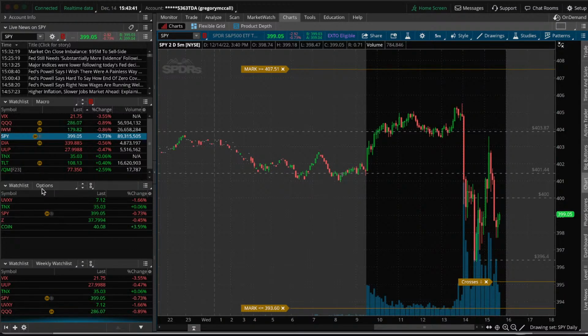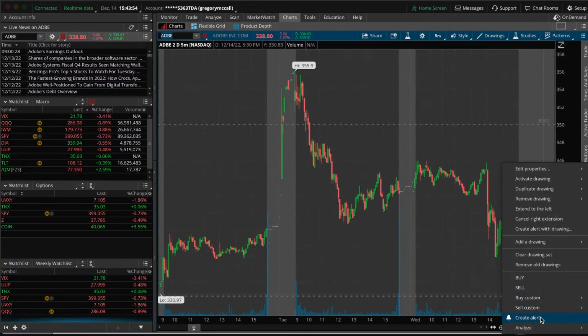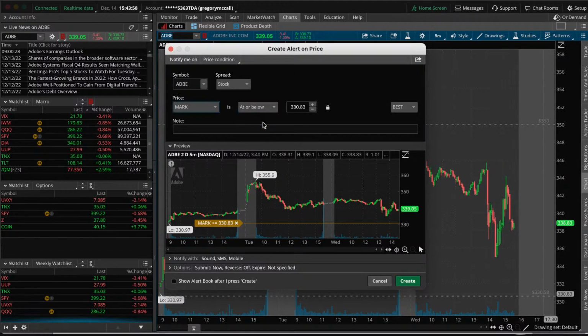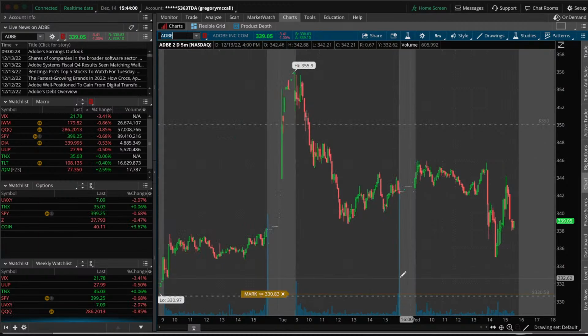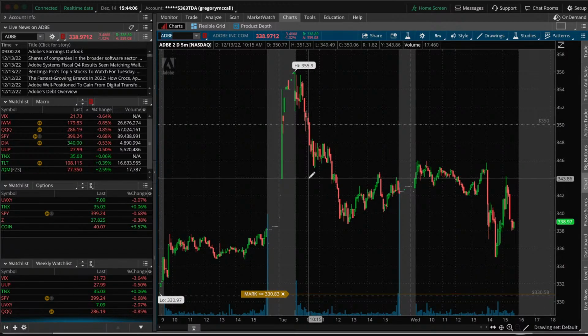Let's see if we can make any more trades. I opened an Adobe trade, assuming that their earnings report is going to come in rough tomorrow. Assuming that they're going to go all the way down to 330. Going to create an alert with that price level. At or below. Oh, that's not the right price level. Let's see.